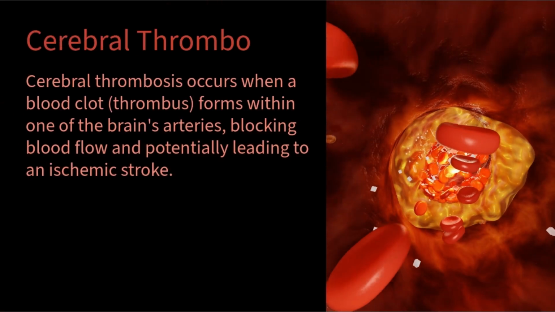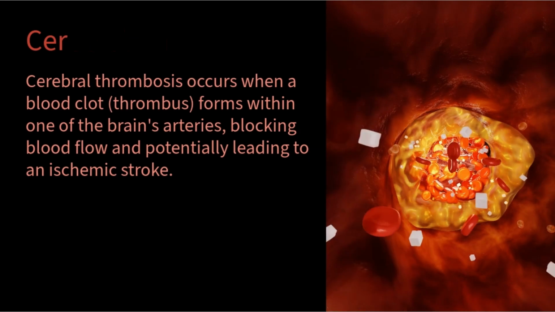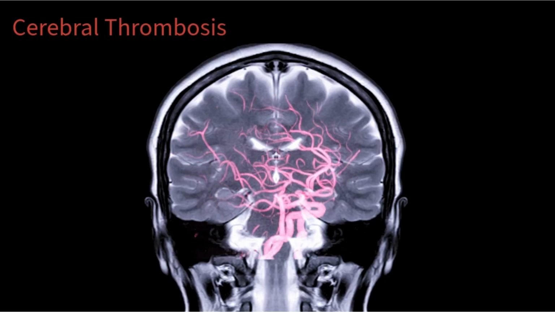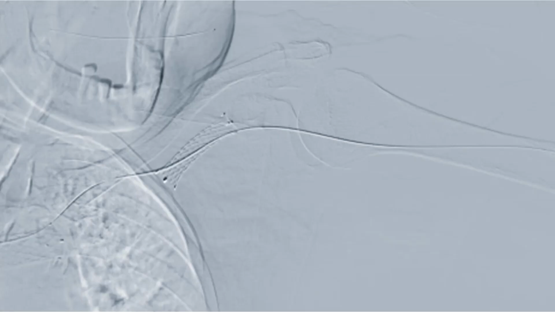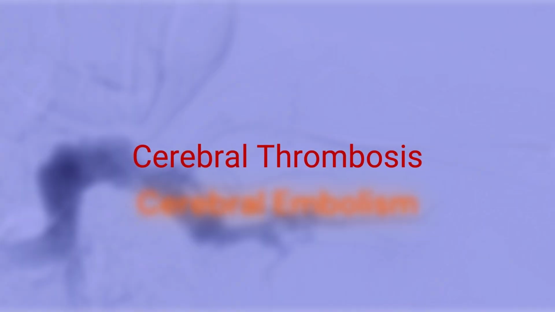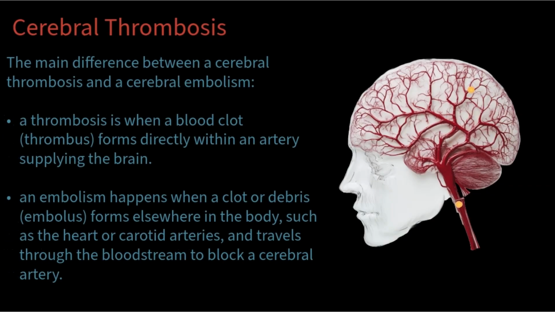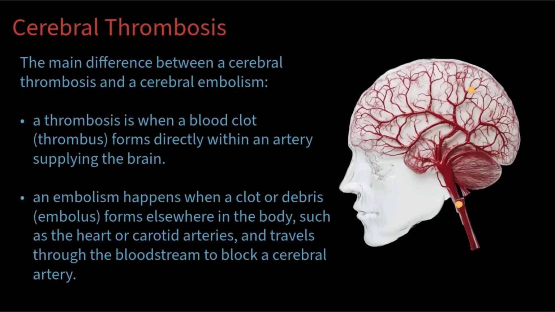Cerebral thrombosis occurs when a blood clot or a thrombus forms within one of the brain's arteries, blocking blood flow and potentially leading to an ischemic stroke. The main difference between a cerebral thrombosis and a cerebral embolism is that a blood clot or a thrombus forms directly within an artery supplying blood to the brain. An embolism happens when a clot or debris called an embolus forms elsewhere in the body, such as the heart or carotid arteries, and travels through the bloodstream to block a cerebral artery.